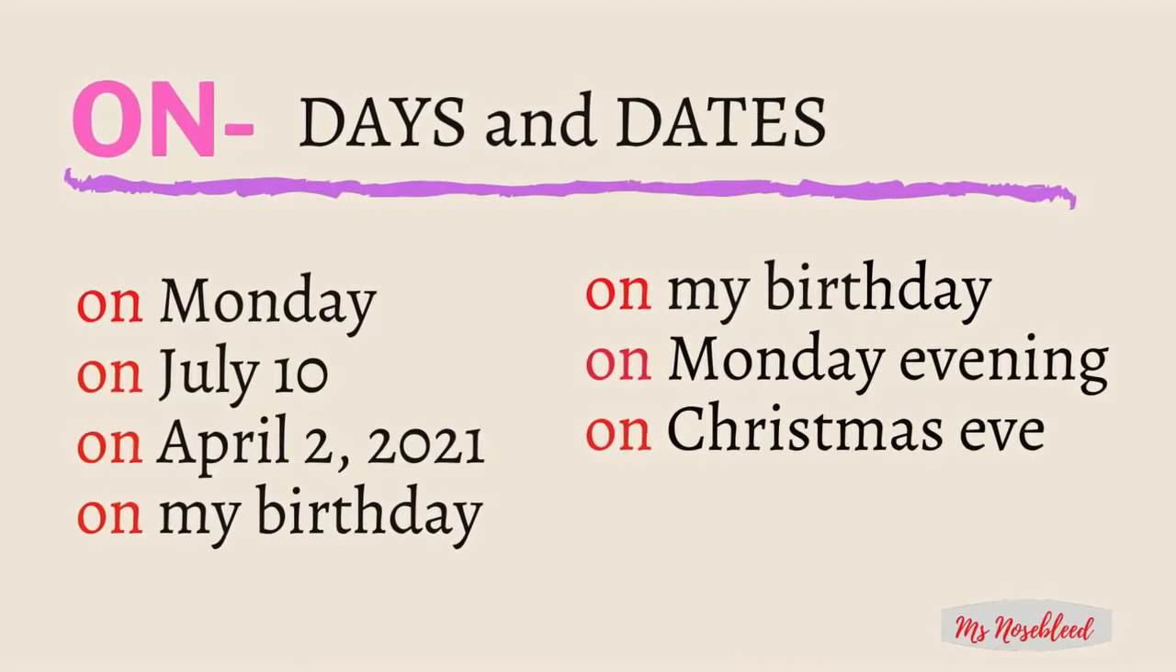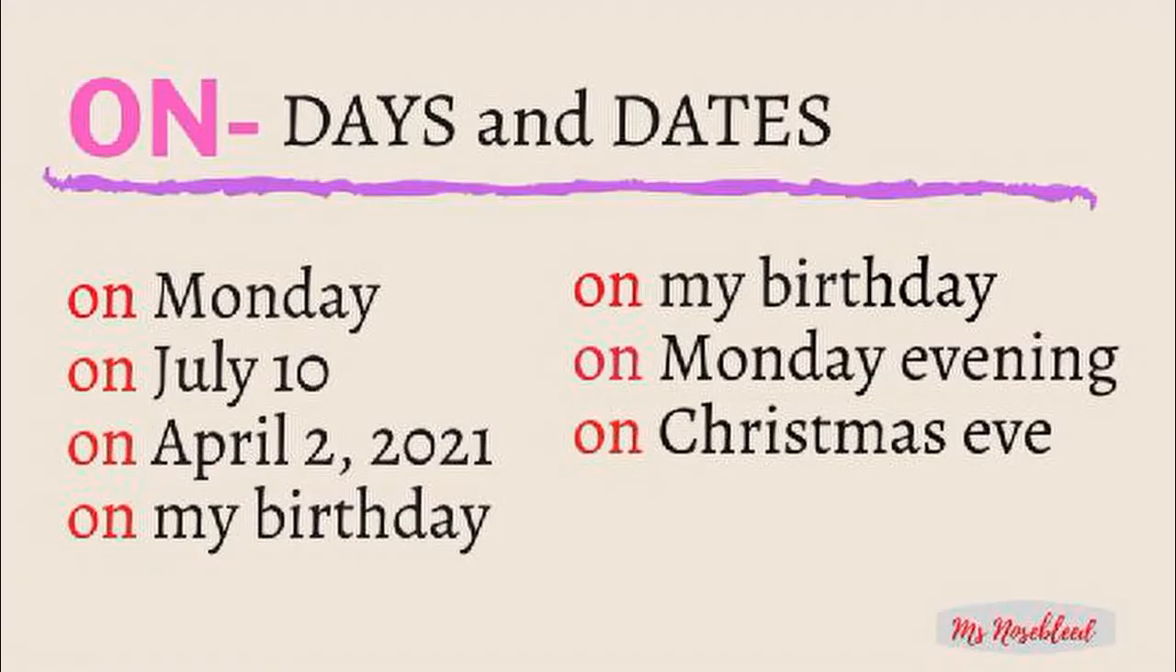When do we use on? We use on for days and dates. I think on is the easiest because it's just days or dates. For example, on Monday, on July 10th. If it's a complete date, you can also say on April 2nd, 2021, or on my birthday, on Monday evening, on Christmas Eve, and so on.